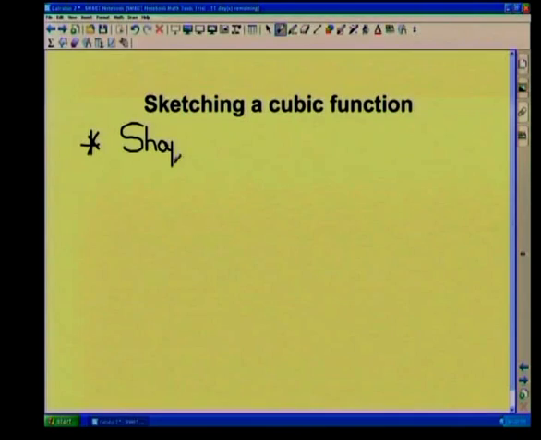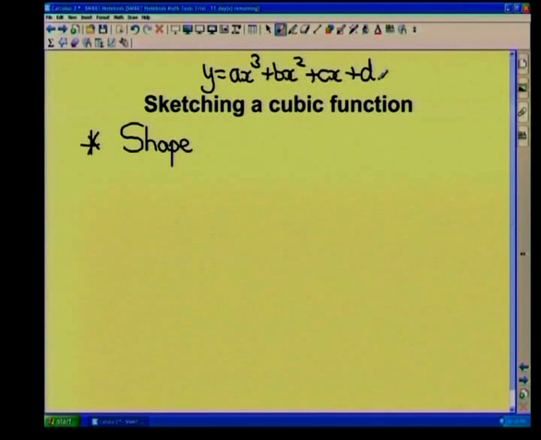Now, I'm sure you're used to it from your other graphs. We always looked at the shape. So let's assume we've got y equals ax cubed plus bx squared plus cx plus d. That being the general form, if you like, of a cubic function. Do you agree with me? The shape was always determined, especially on a parabola, by the value of a. So again, the shape is going to be determined by a.